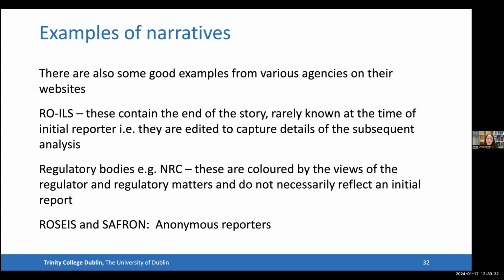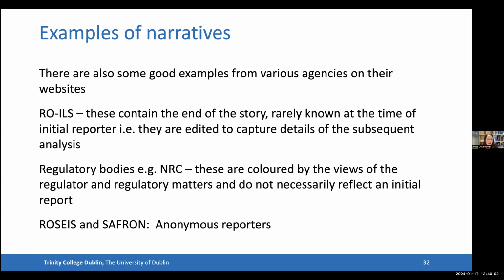And just to say, there are some very good examples from various other agencies that are available online. And again, I'll highlight some of these resources towards the end of the presentation. But some of the examples available online, like Royals, they also include the end of the story, which isn't always known at the time of the initial report. So they're typically edited to capture those details. And that's important for community learning.